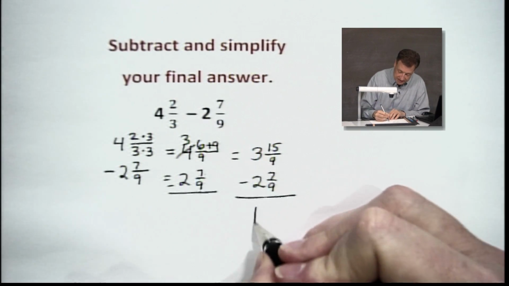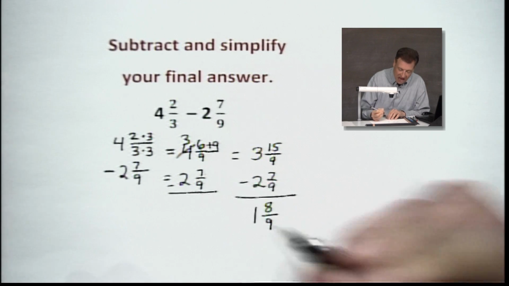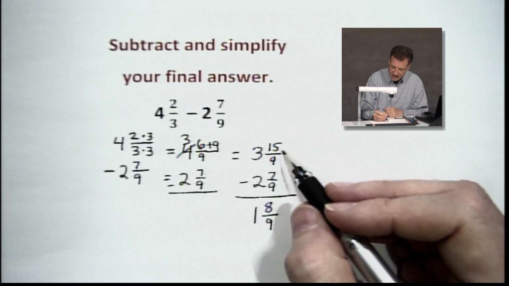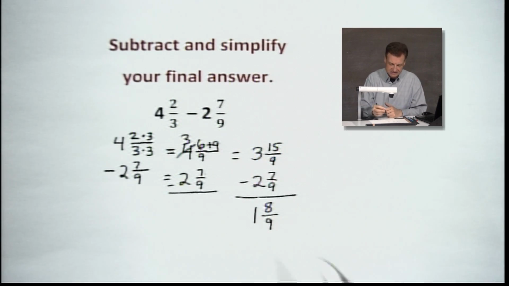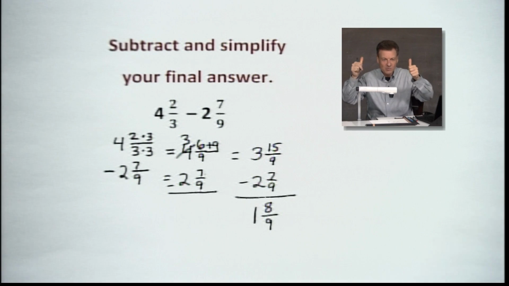How about it? Goes 1 time. We got 8, and our 9 comes along for the ride. There you go. And by the way, where did I get the 8? 15 minus 7. And 3 minus 2, bang, it's a 1.